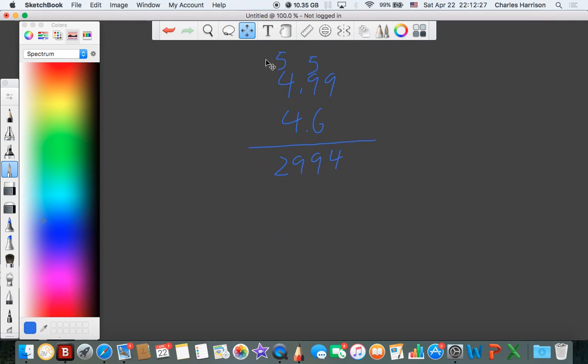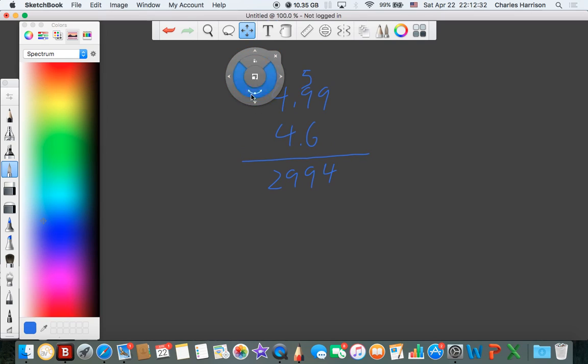We need to now add a 0, and we have a 4. 4 times 9 is 36. Put a 6 here, carry 3. This times this is again 36 plus 3 is 39. Put the 9 there, carry the 3 again. This times this is 16, plus 3 is 19.